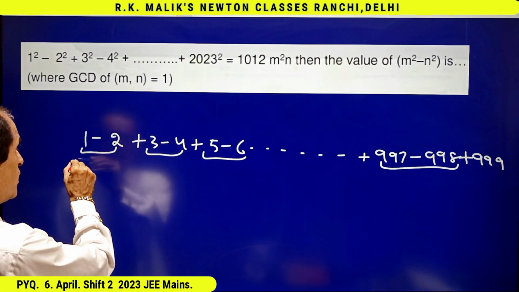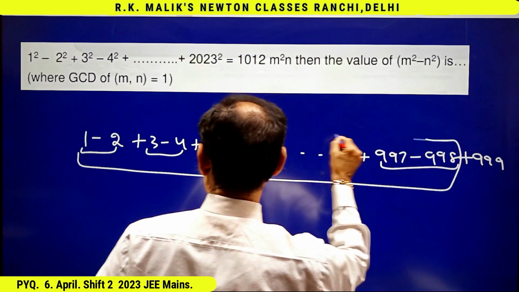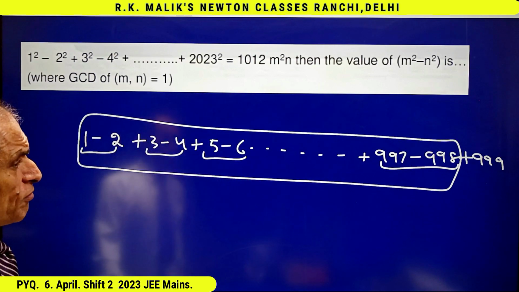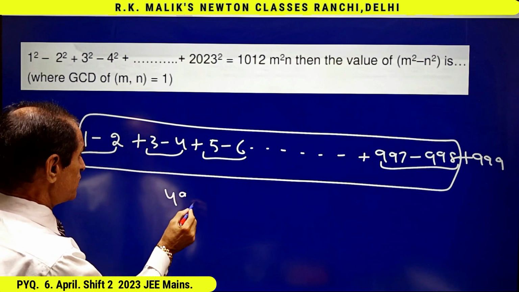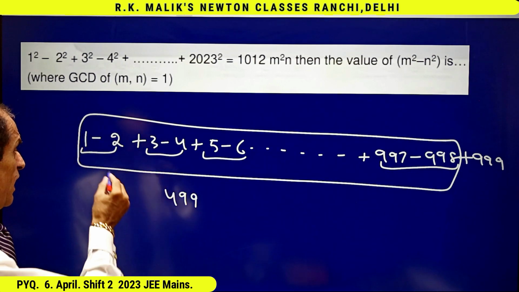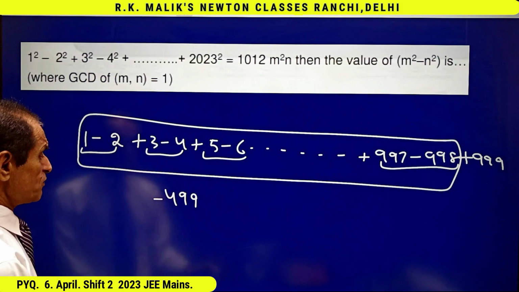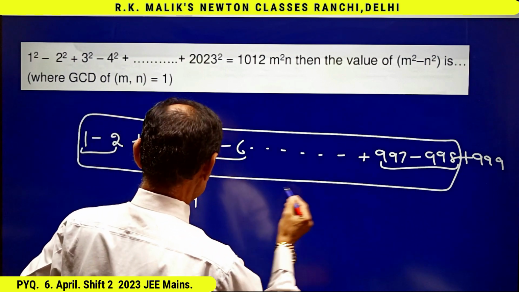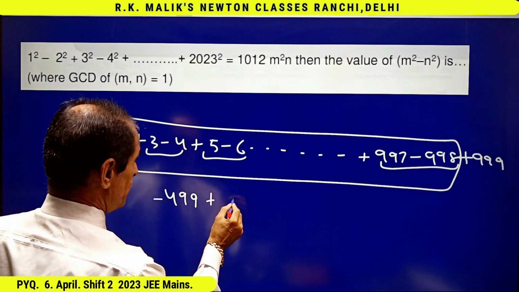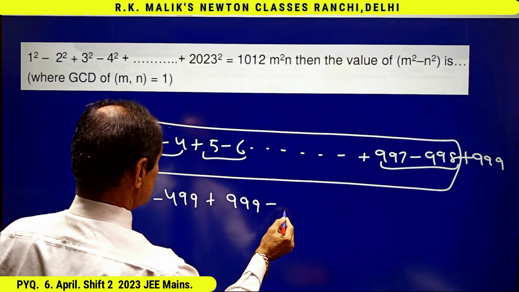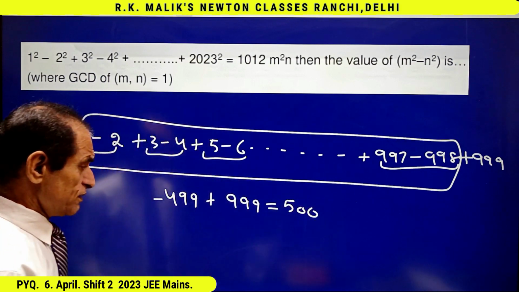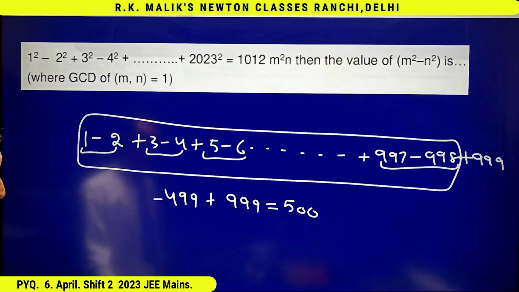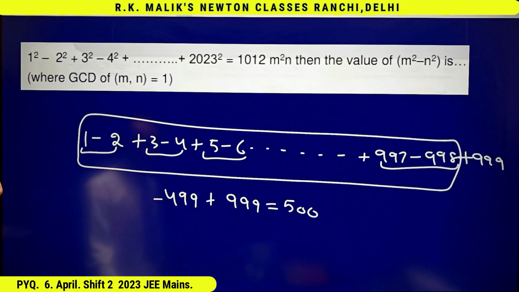Because from here till here the number of pairs will be half of 998, that is 499 pairs, and the value of each pair is -1. Therefore the sum of all these terms will become -499 plus 999, that is equal to 500. Agreed, it is correct, but I will make it even better.